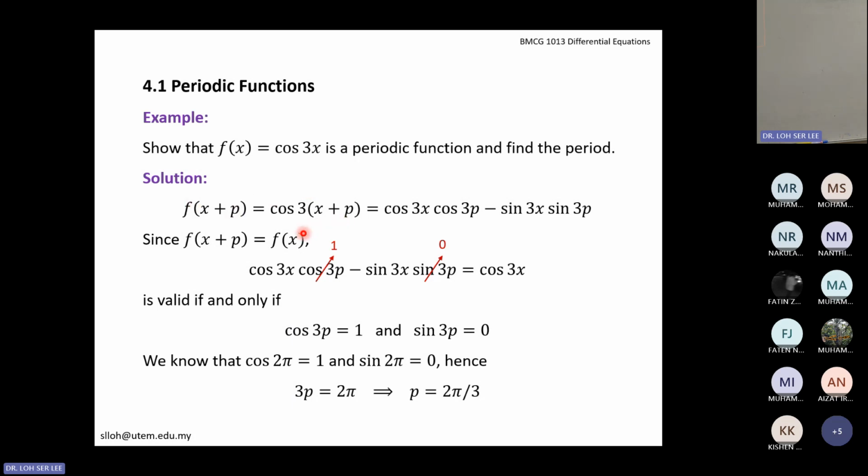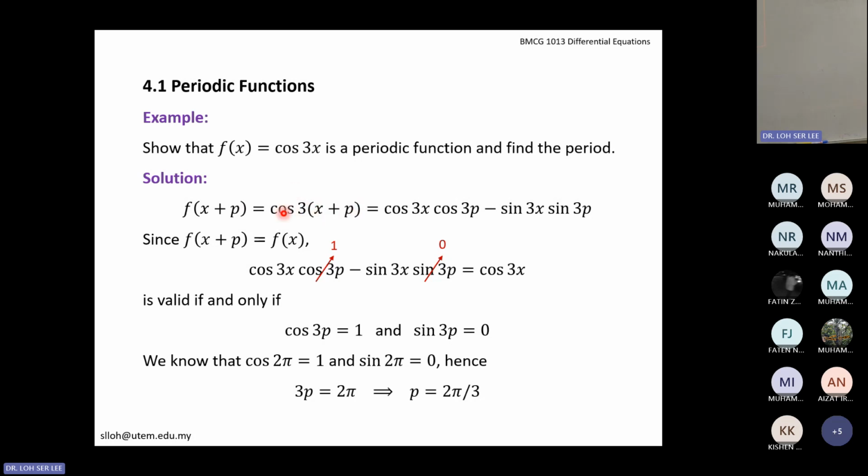So we make use of this equation. Now we substitute x by x plus P. We want to show that f(x plus P) equals f(x). So we change the x into x plus P, and this x will also be changed into x plus P. So this one is cos(3x plus 3P).